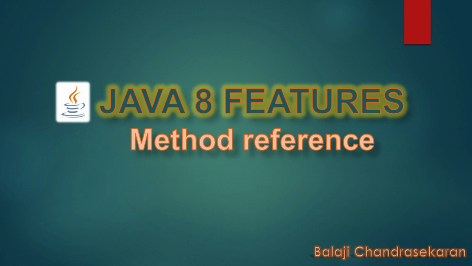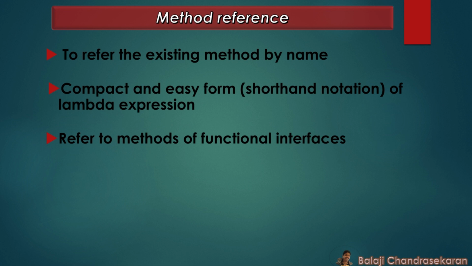I am Balaji Chandrasekharan. Today I will be discussing one of the new features of Java 8, the method reference and the types of method references. As we all know, a method is a collection of statements that perform some specific task and return the result to the caller. In some cases, a method can perform some specific task without returning anything. Methods allow us to reuse the code without retyping the code.